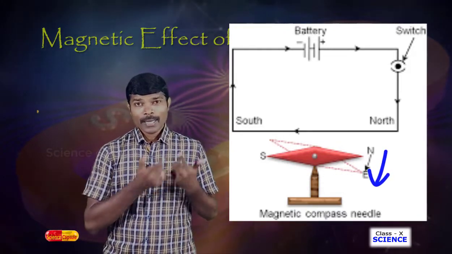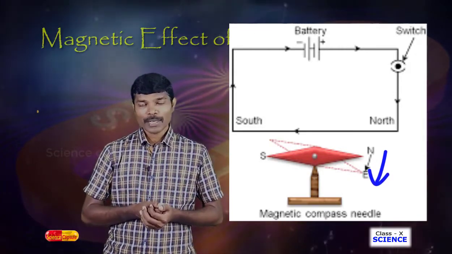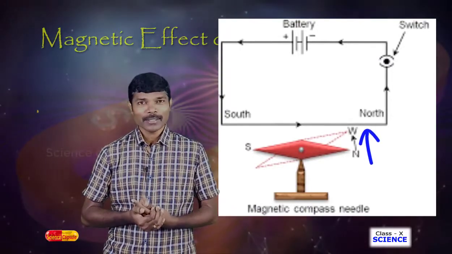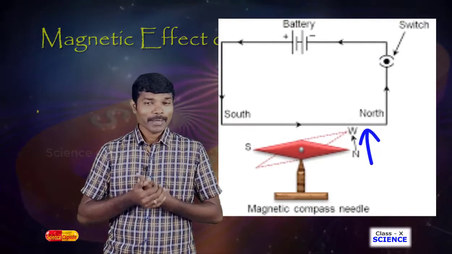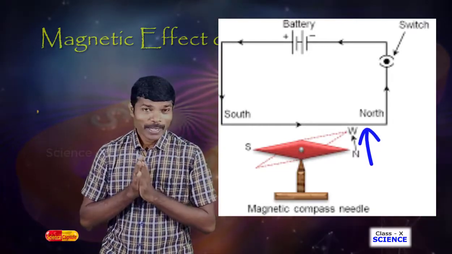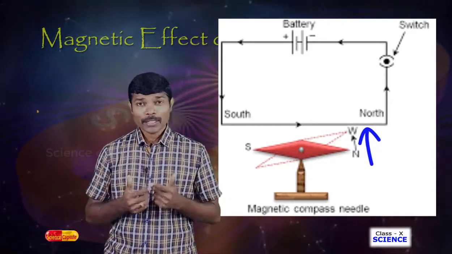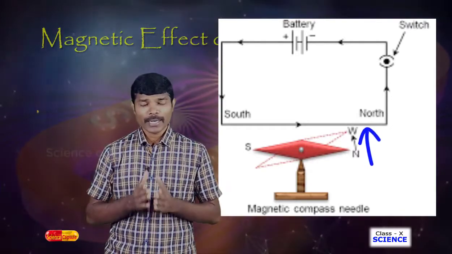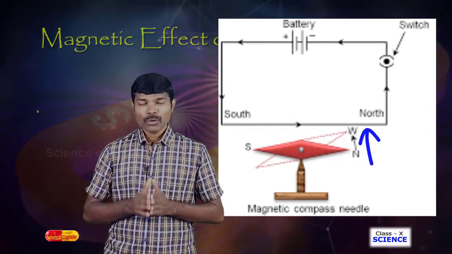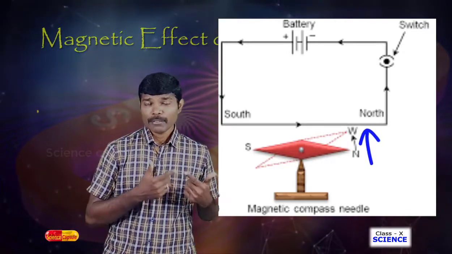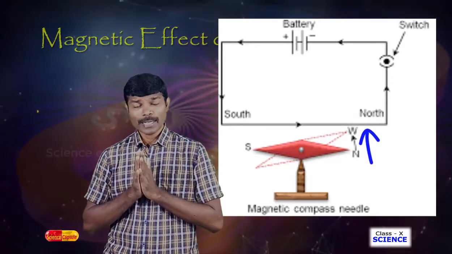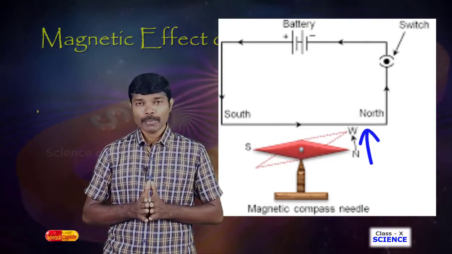Now if the flow of electric current is reversed, in that case you see the magnetic compass needle deflects towards west. From this we can understand that the direction of the flow of electric current decides the direction of the magnetic field. So on reversing, the direction of the magnetic field also gets reversed. So there is a relationship between the direction of electric current and the direction of magnetic field.